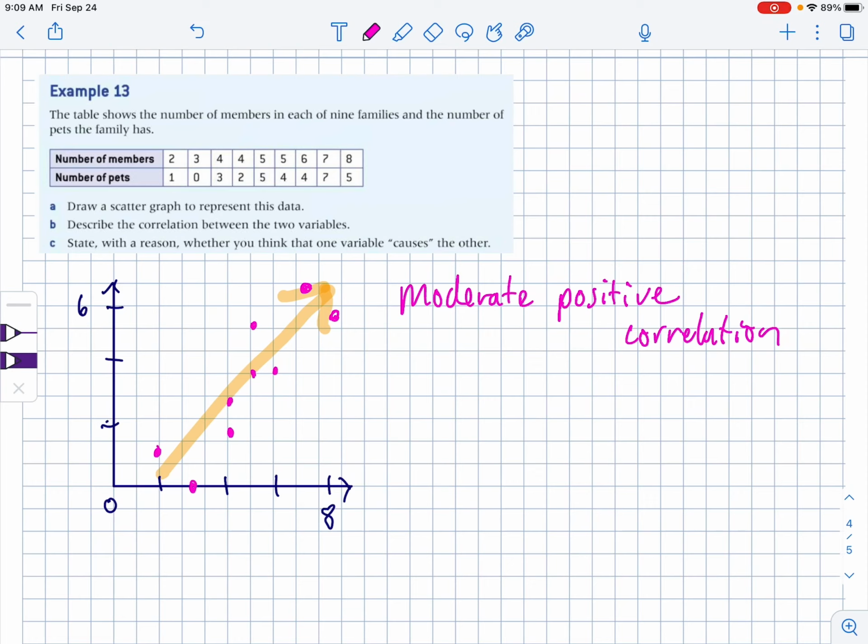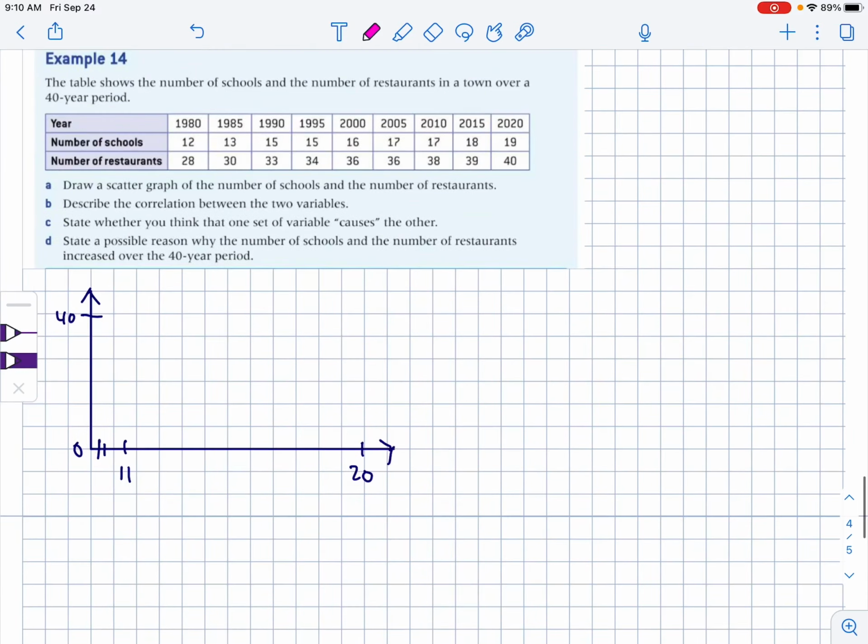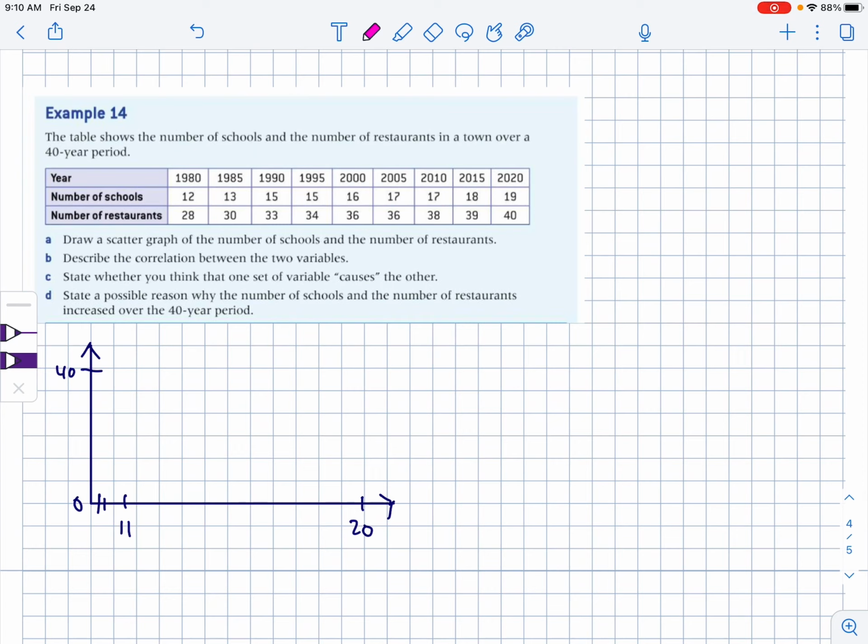State with a reason whether you think one variable causes the other. This is where you got to put on your philosopher hat a little bit and think about if one is influencing the other. I'm going to say that the number of members in a family doesn't influence the number of pets. They're essentially asking you about causation, like ice cream and shark attacks. There's no causation.